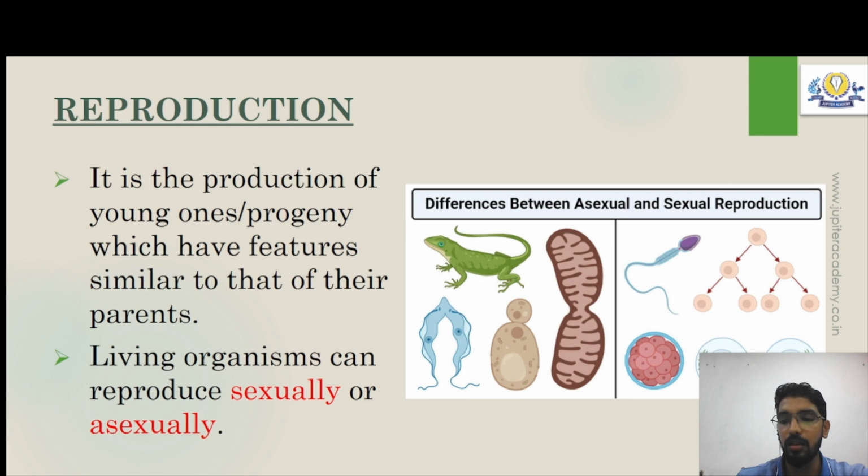So in the diagram you see that on the left side there are examples of asexual reproduction, where you can see budding, binary fission, and regeneration and so on. Whereas on the right side you can see the formation of gametes in the form of sperm and eggs, which fuse to form a zygote, which undergoes multiple cleavages to form a living organism. That is an example of sexual reproduction, whereas on the left are examples of asexual reproduction.